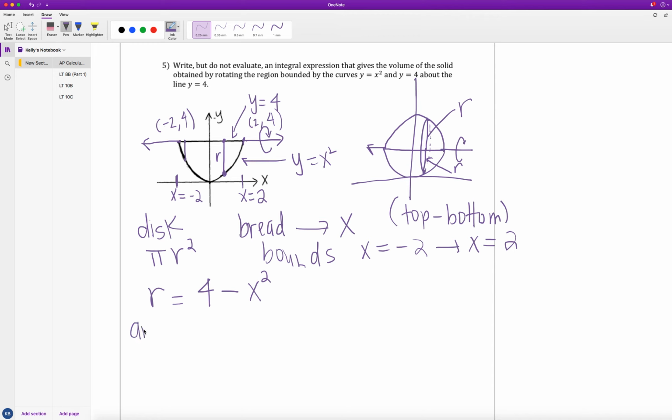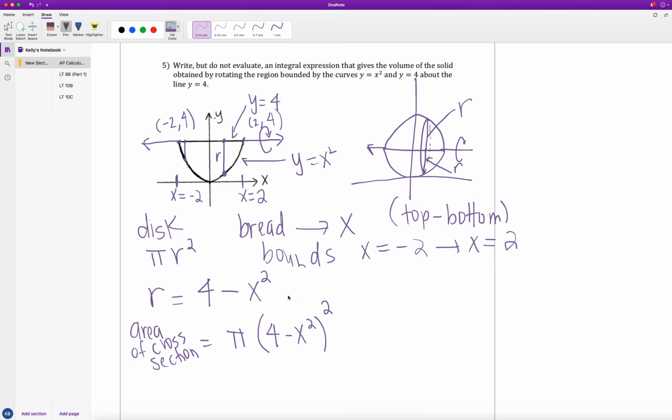From here, that tells me that I can get the area of my cross section. So the area of the cross section is going to be equal to pi r squared since we just have a disk. So in this case, I'm going to get pi times, well, my radius here doesn't simplify all the way because I can't combine 4 and x squared, so I get the area of my cross section to be pi times the quantity 4 minus x squared, squared.